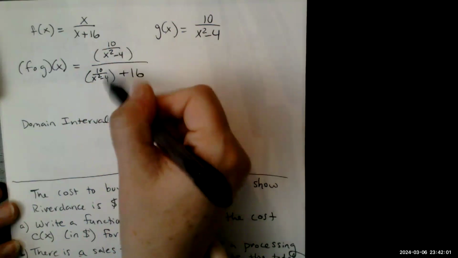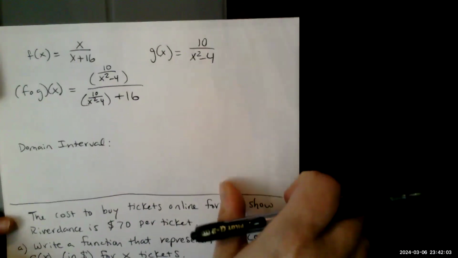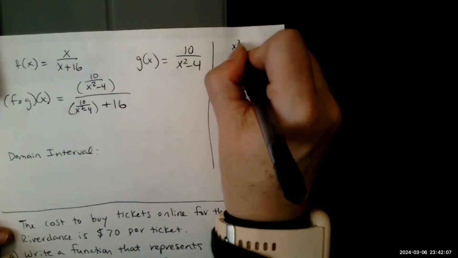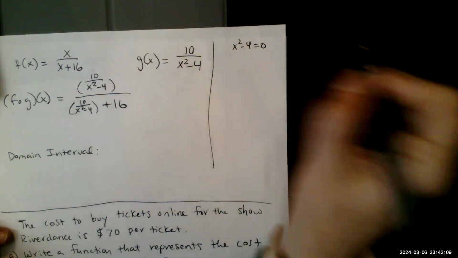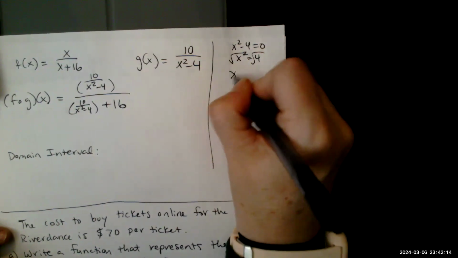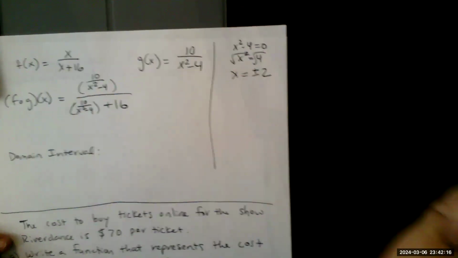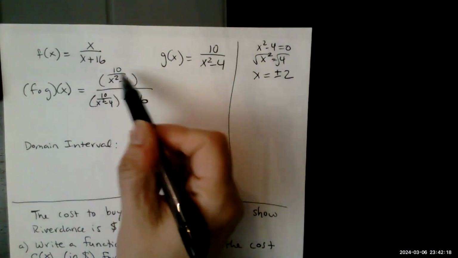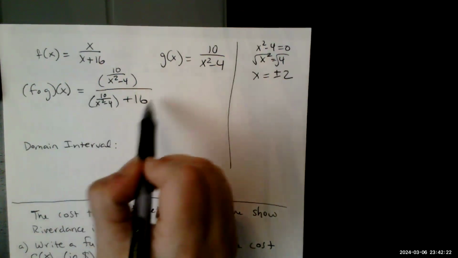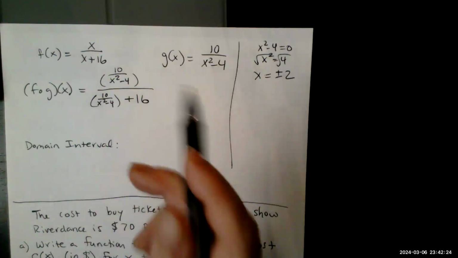So right now I can see that I have some issues as far as what I don't want happening. I'm going to go off to the side here. I don't want x squared minus 4 to equal 0. So when would that happen? Square root, square root. So I get 2 answers. So I already know from the start that I don't want 2 or negative 2. But now let me make this as nice as I can and see if there's anything else.